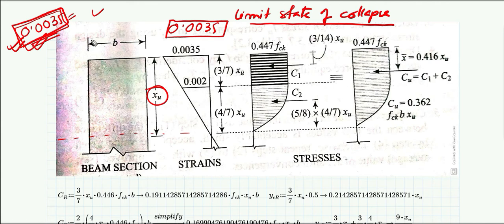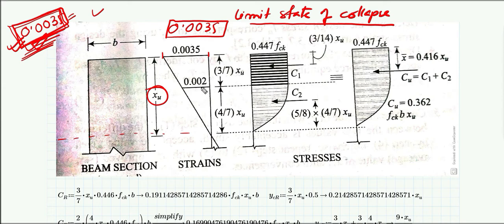I have already discussed in previous classes that the working stress method is a stress based design, but the limit state is a strain based design. Why strain based design? Because the governing factor here is strain: the strain in concrete should not be more than this value. This is our first criterion, that the strain in concrete at the compression fiber should not be more than 0.0035.